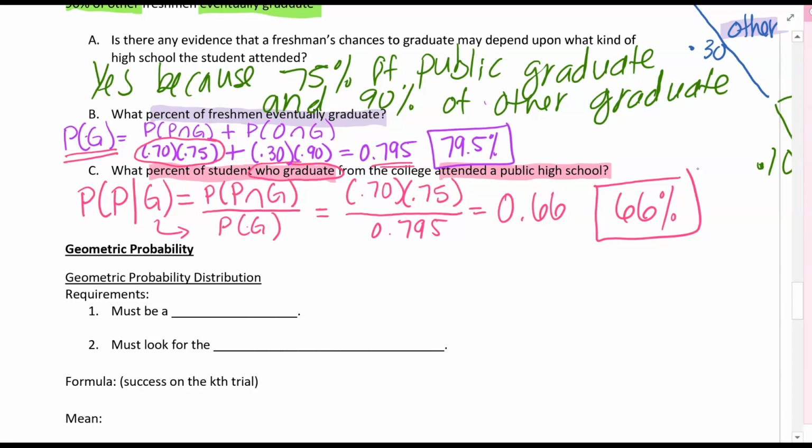How can you use the 0.795 from part B? Because that was representing the probability of graduating, which is what we calculated in part B.